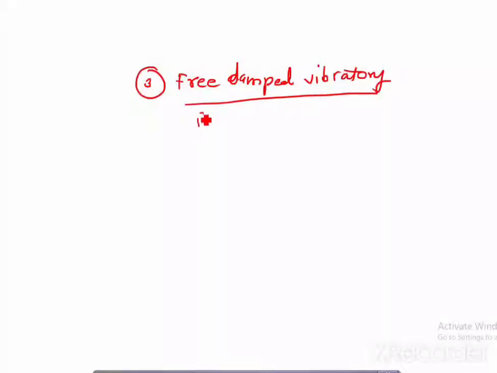Good morning all. As far as the last lectures are concerned, we have started with module number 3. So what is module number 3? Free damped vibratory system. In this module there are two types. The first one is viscous damping and the second one is Coulomb's damping. We started with the analysis of viscous damping and we have seen three types.